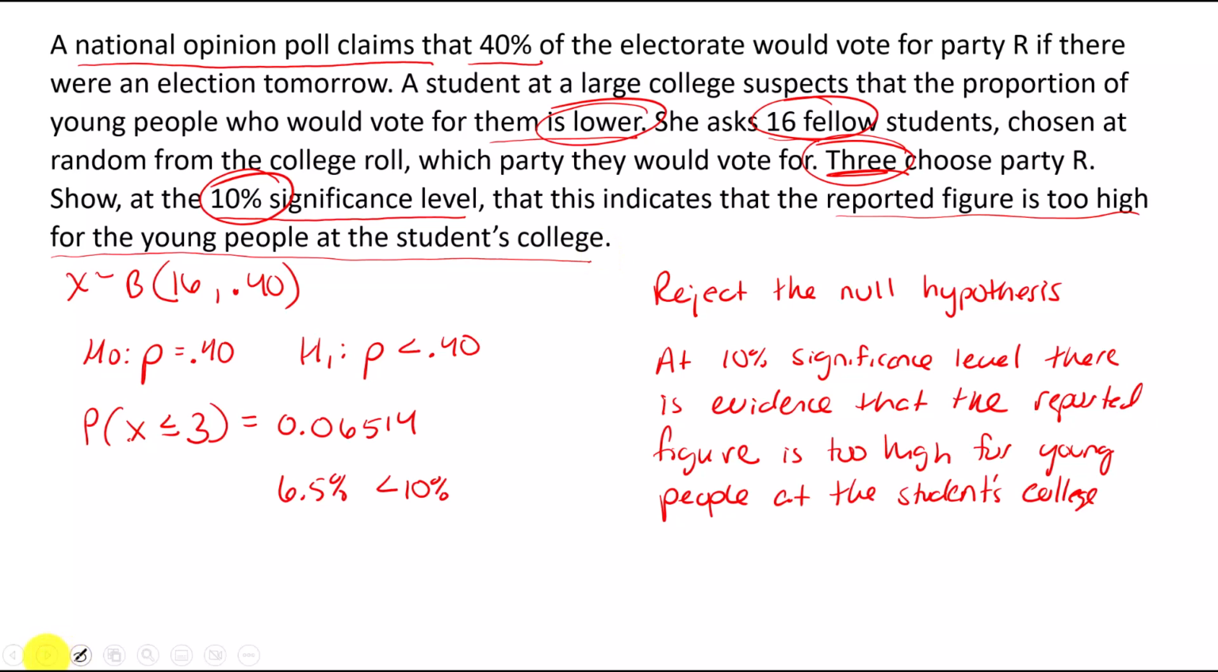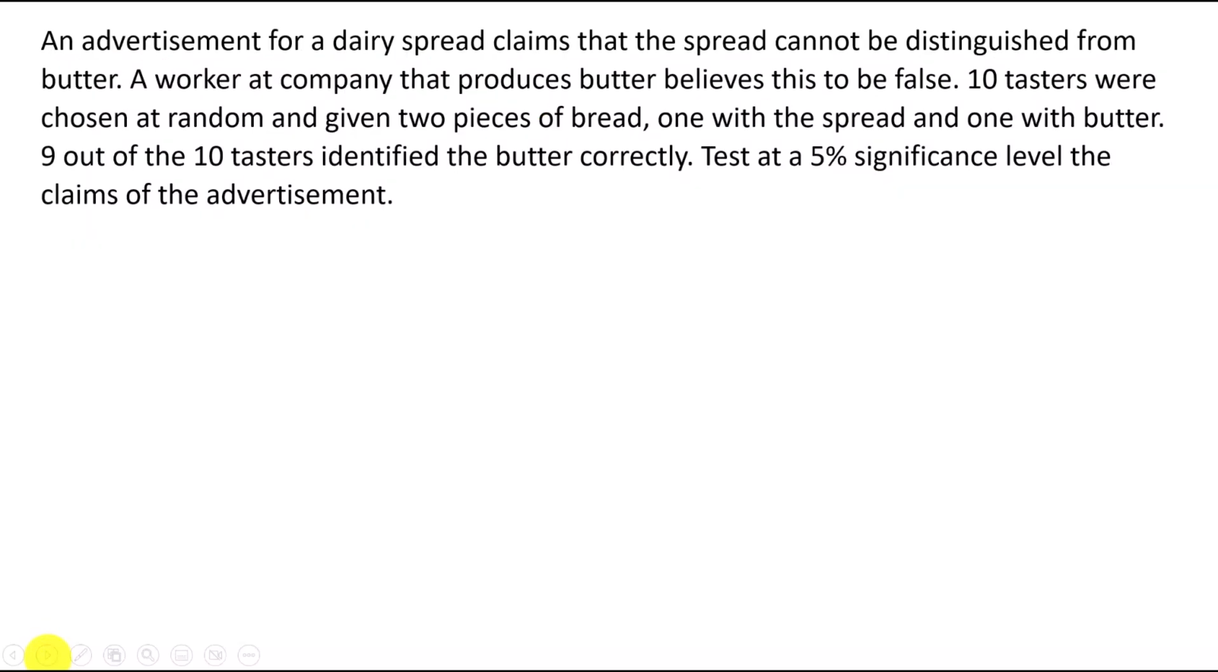All right, let's do another one. An advertisement for a dairy spread claims that the spread cannot be distinguished from butter. A worker at the company that produces butter believes this to be false. 10 tasters were chosen and given 2 pieces of bread, 1 with the spread and 1 with the butter. 9 out of 10 tasters identified the butter correctly. And we're going to test at the 5% significance level the claims of the advertisement.